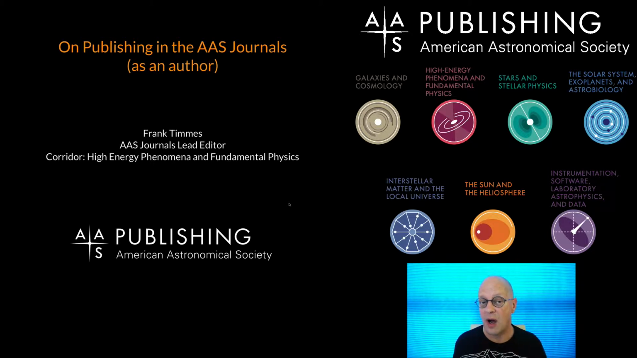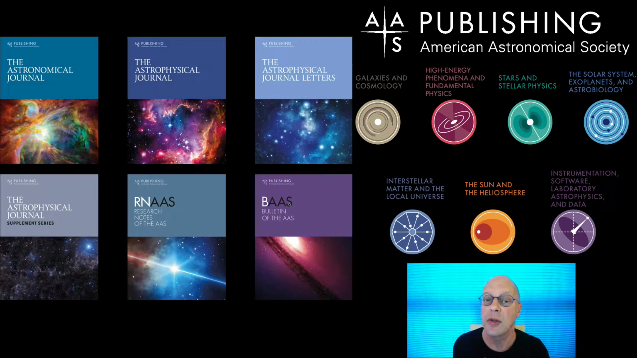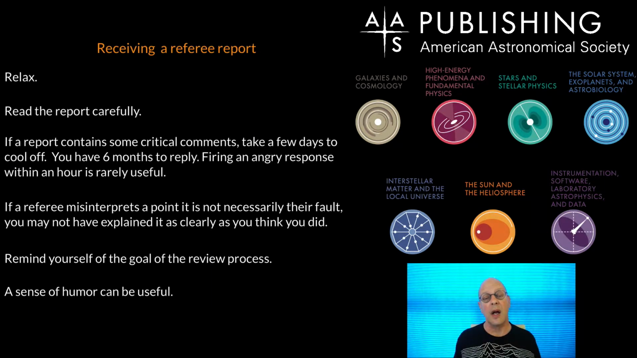Today we're going to finish off our series on publishing in the AAS journals as an author. As a reminder, those AAS journals are the AJ, the ApJ, ApJ Letters, ApJ Supplement, Research Notes of the AAS, and Bulletin of the AAS. Last time we covered parts of the referee process of getting it to a referee. And now I want to talk a little bit about you as an author.